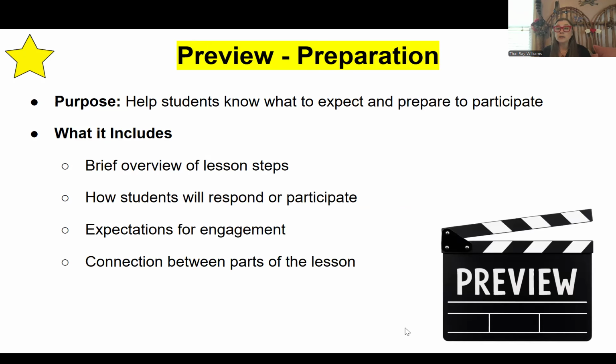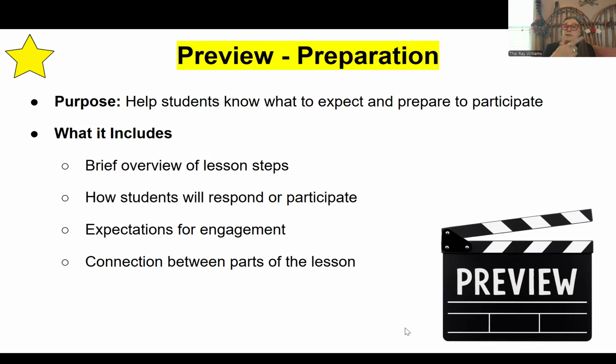I think of the preview as preparation. It helps our students know what to expect and prepare to participate, because we are going to share an overview. These are the steps we're going to go through in our lesson. This is how it's going to flow.